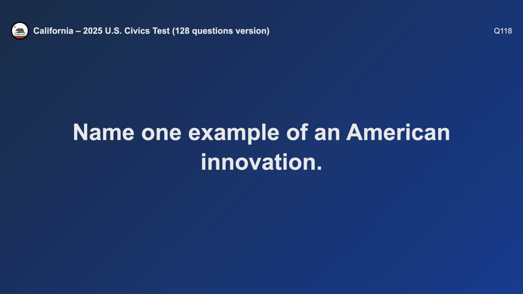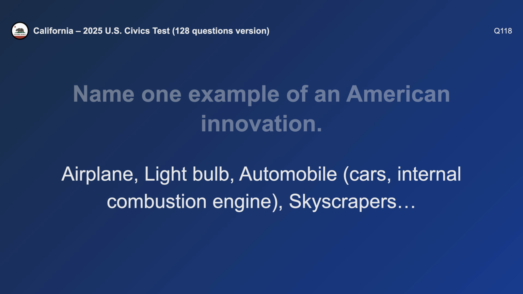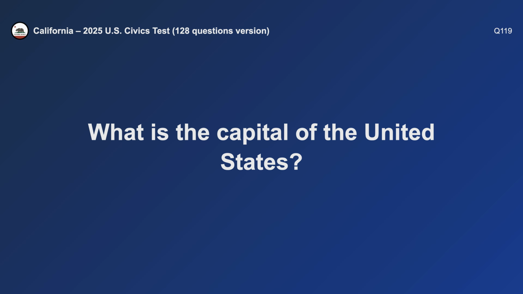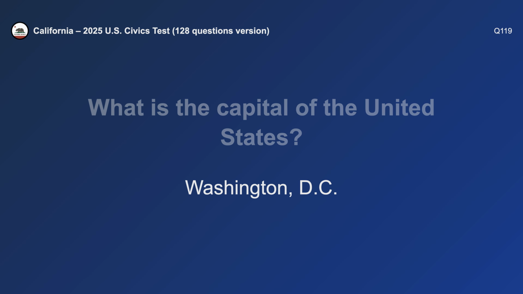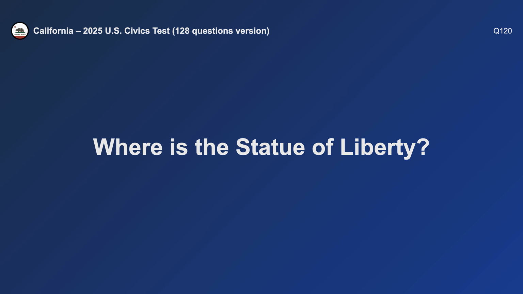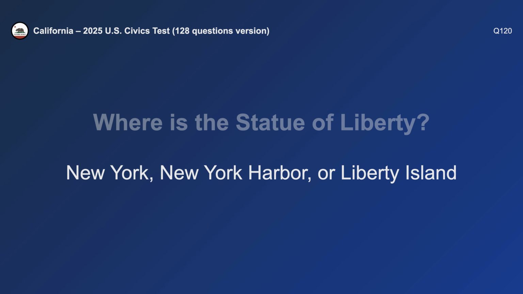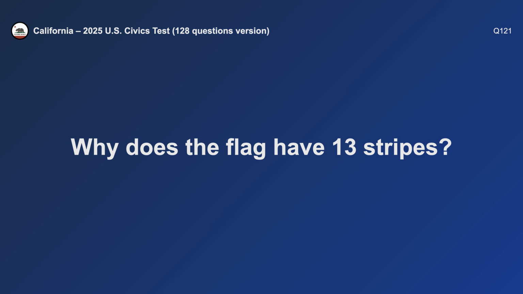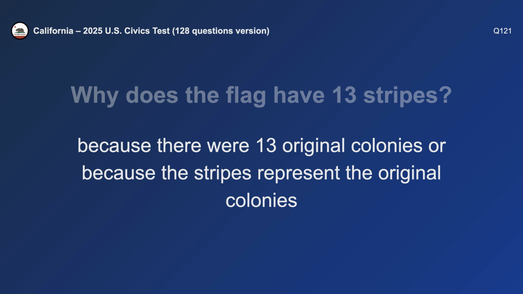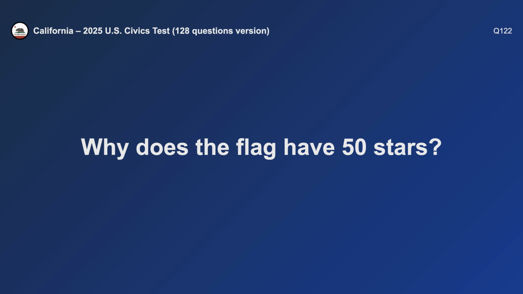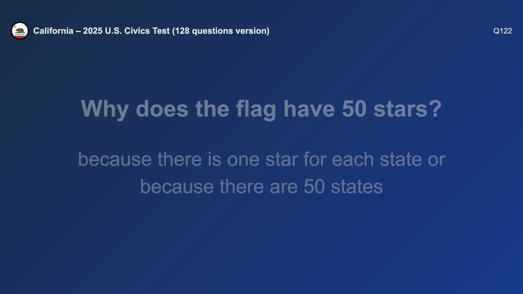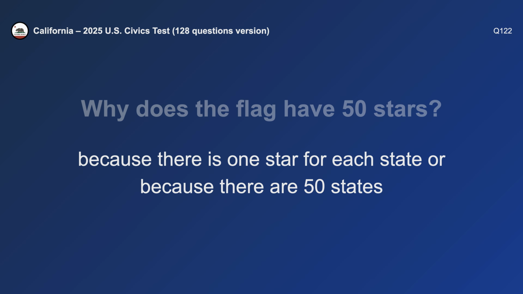Name one example of an American innovation. Airplane. What is the capital of the United States? Washington, D.C. Where is the Statue of Liberty? New York. Why does the flag have 13 stripes? Because there were 13 original colonies. Why does the flag have 50 stars? Because there are 50 states.